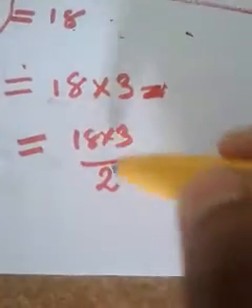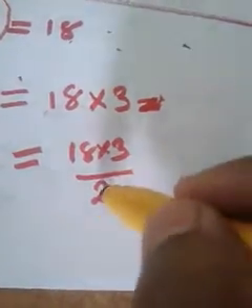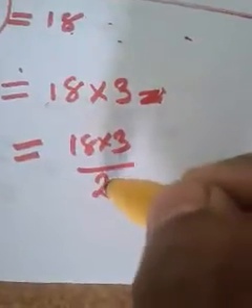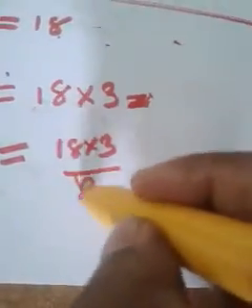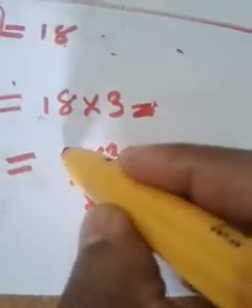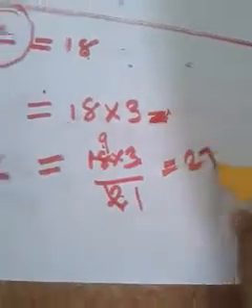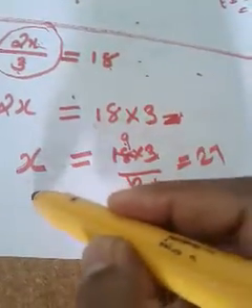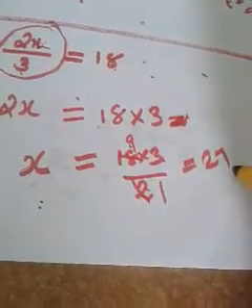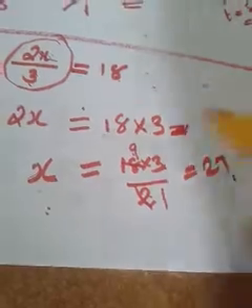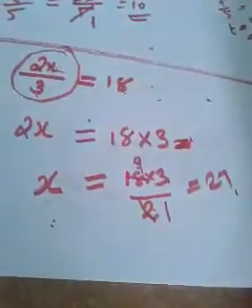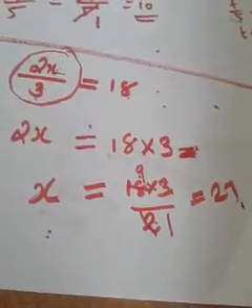Otherwise, is there any cancellation possible? Yes, of course you can cancel 2 and 18, which have a common factor. 2 is a common factor. In 2 how many 2s? 1. In 18 how many 2s? 9. So we got the result as 9 into 3 is 27. So in short, the solution is, the value of x is nothing but 27. Okay, and we can verify also. When you substitute here, in that way you can verify also.